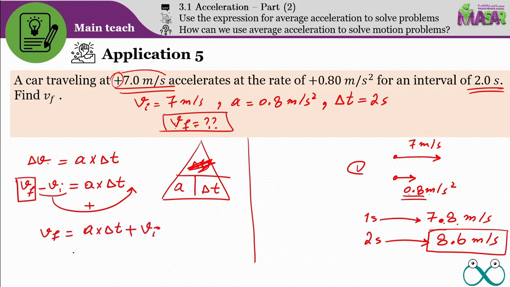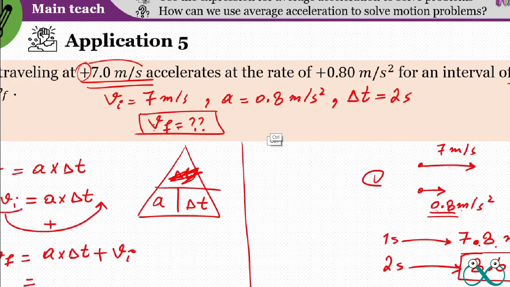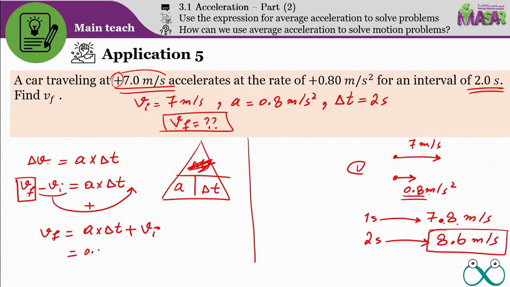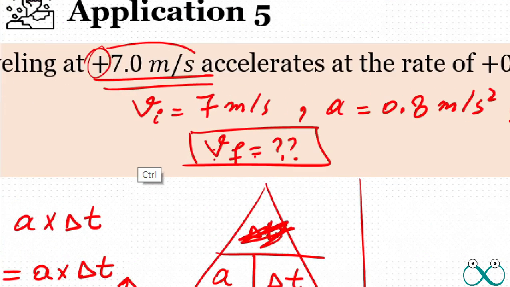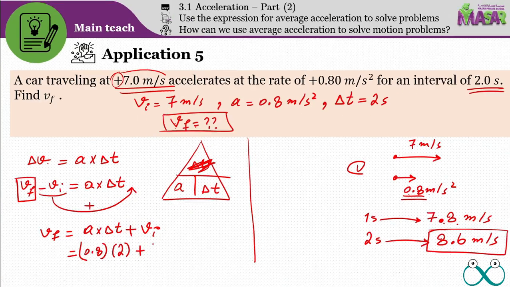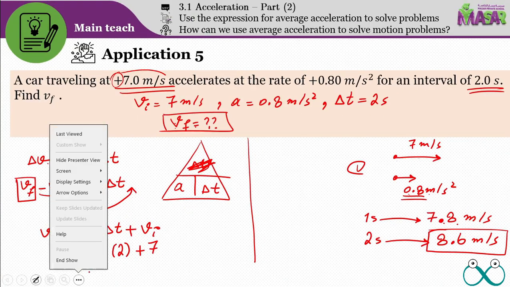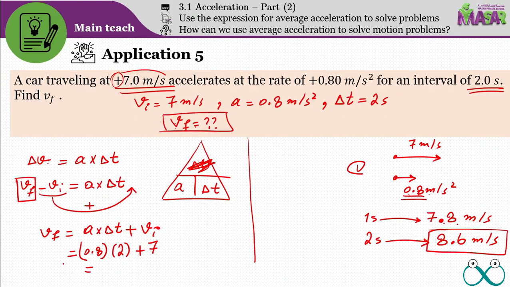Let me substitute now the values. The acceleration is given by 0.8. The time is given by 2, and the initial velocity for sure is 7. Now plug everything in the calculator and you will be able to obtain the same result that you found in the first method. So the answer is 8.6 meter per second.